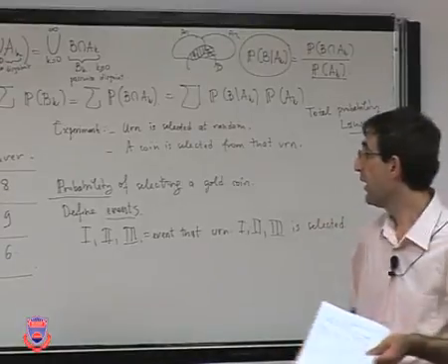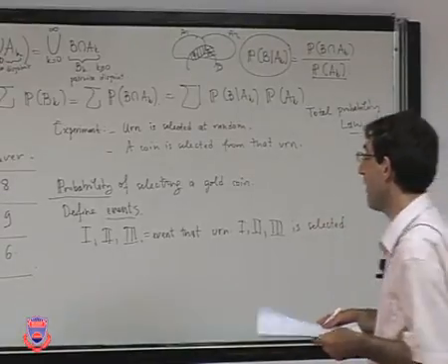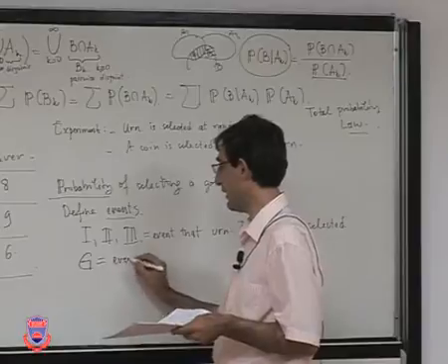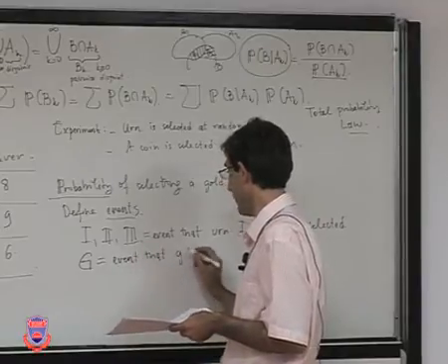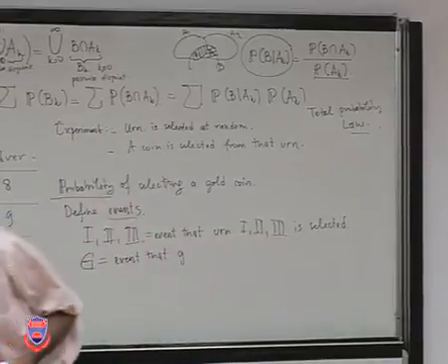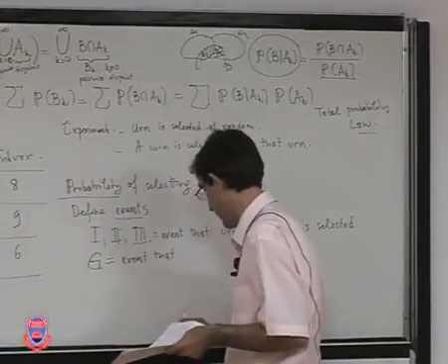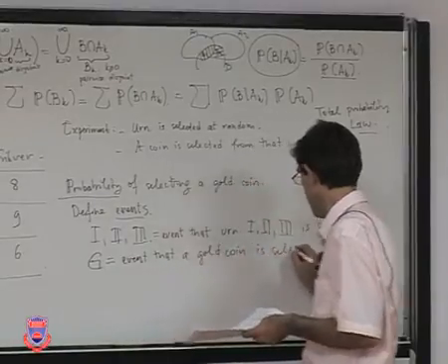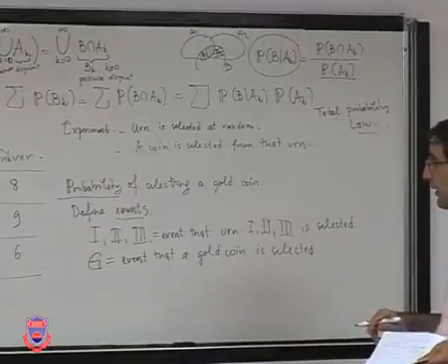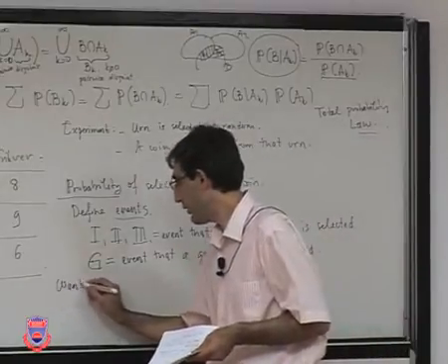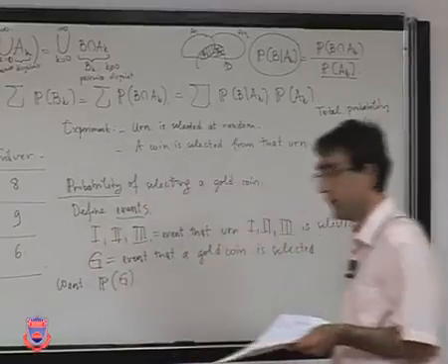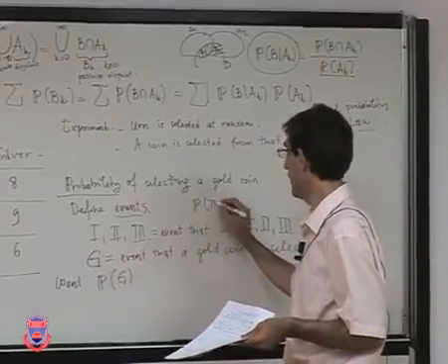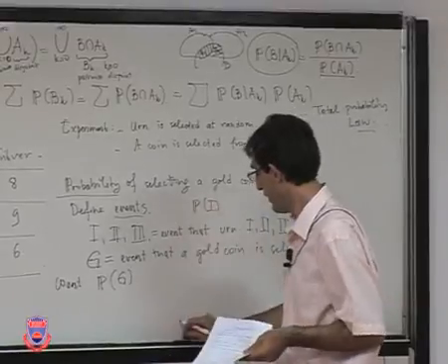What else? What else? Okay. Definitely I am interested in event G, which we can define as the event that a gold coin is selected in the second stage, right? A gold coin is selected at the end. We want what? The probability of event G, right? We already know the probabilities of all these events, right? What are they? So we want that.